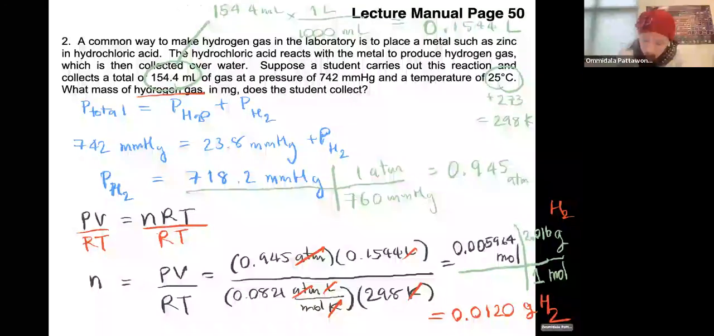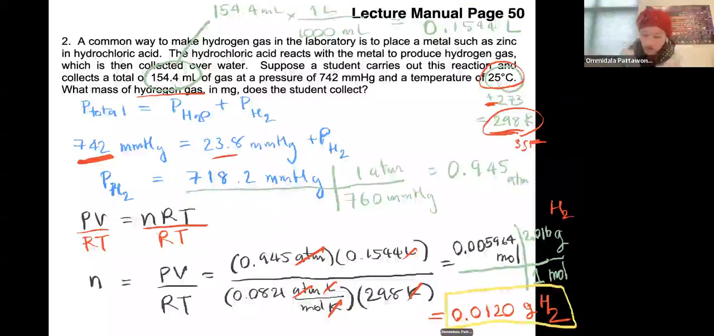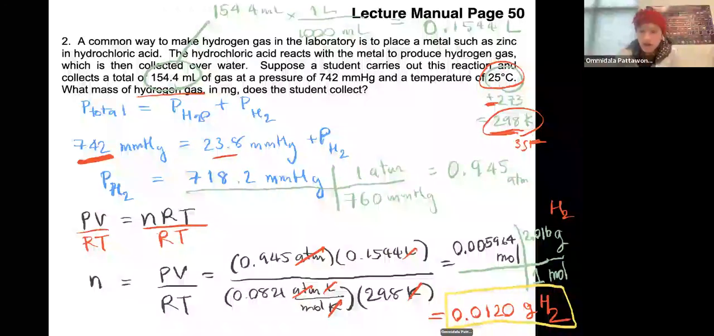Okay, so now let's check our significant figures. Our sig figs should come out to be 3 sig figs. Even though this is 2, you do the addition, right? Addition goes with the least number of decimal places, which is 0 in this case. So you should get 298 Kelvin as the answer for the Kelvin. So this is going to be 3 sig figs, and these are 3 sig figs as well. So therefore your final answer should come out to be 3 sig figs. So this is going to be your correct final answer, 0.0120 grams of hydrogen gas.